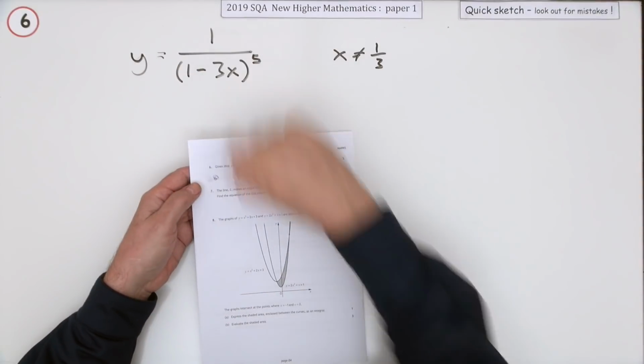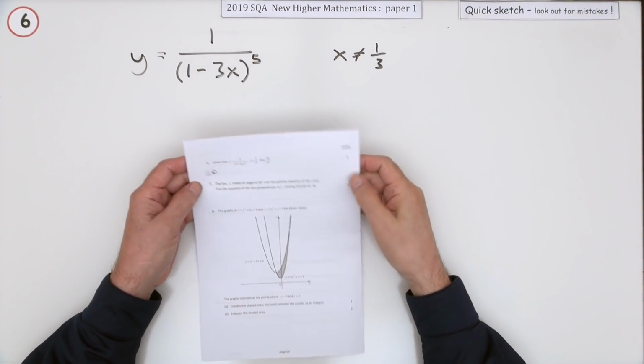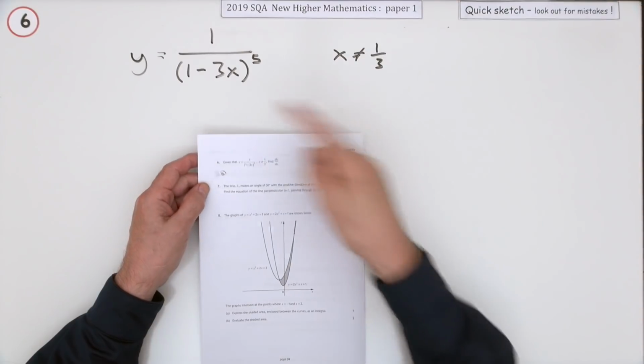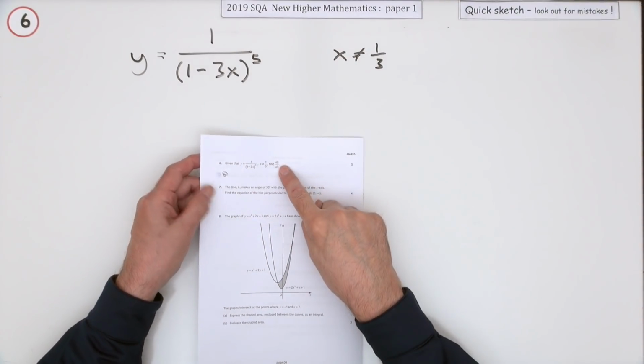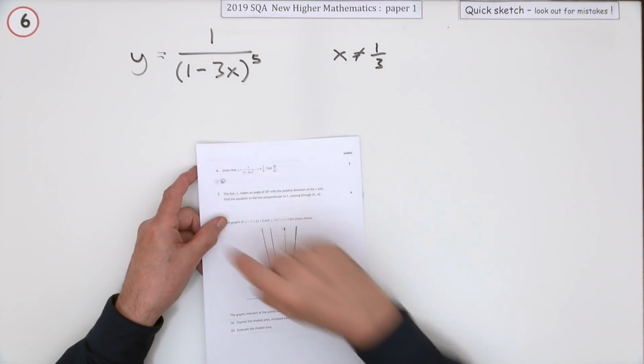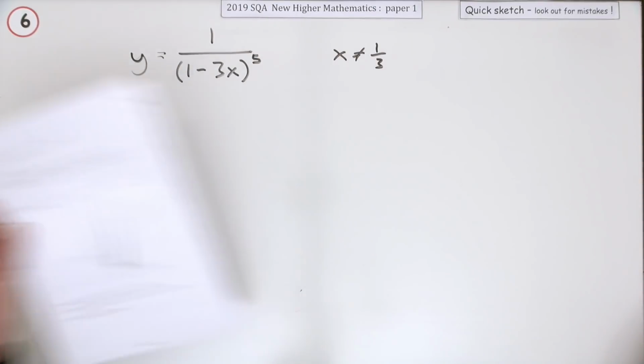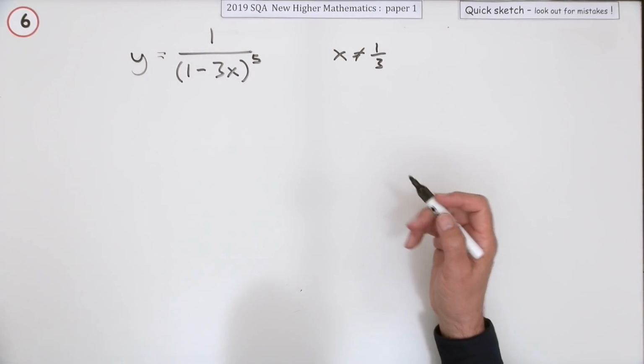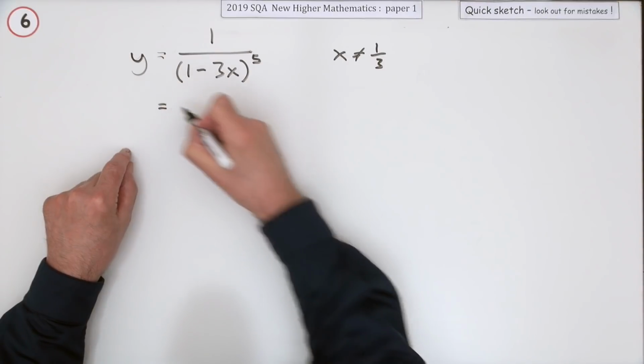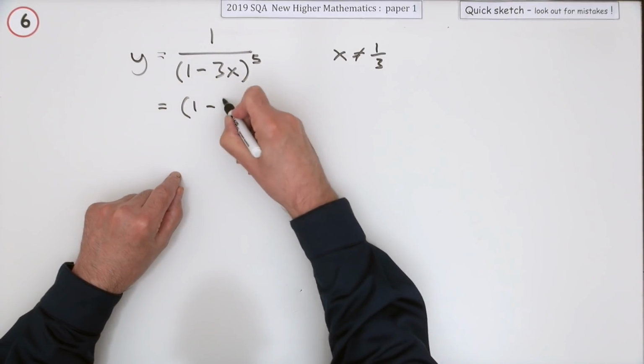Number 6 then from the 2019 Higher Maths Paper 1. Another little 3-mark question here. Another differentiate. Only it's the function of a function, type 1, the chain rule. So the first thing you have to do here then is write it in a suitable form.